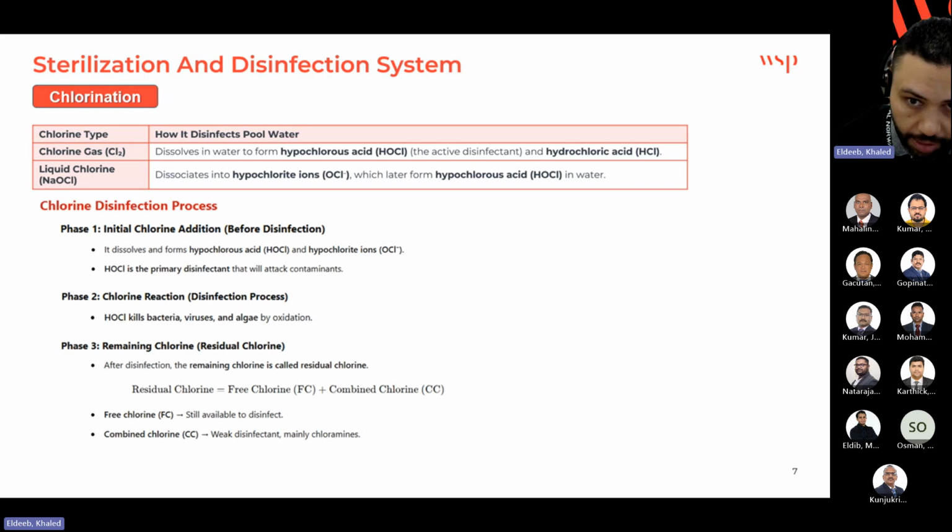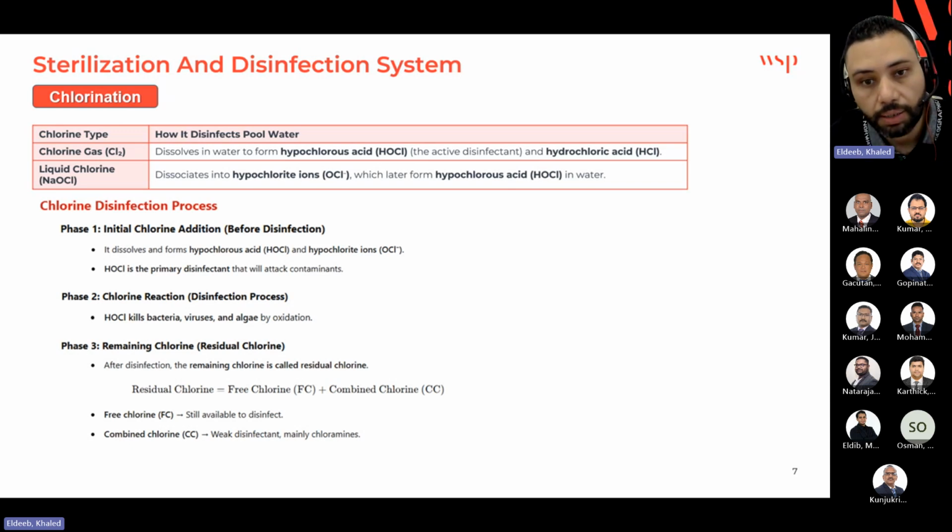And there are two common types of chlorine. We have gas and we have liquid. Both of them actually dissolve in the water, creating something called hypochlorous acid, HOCl.